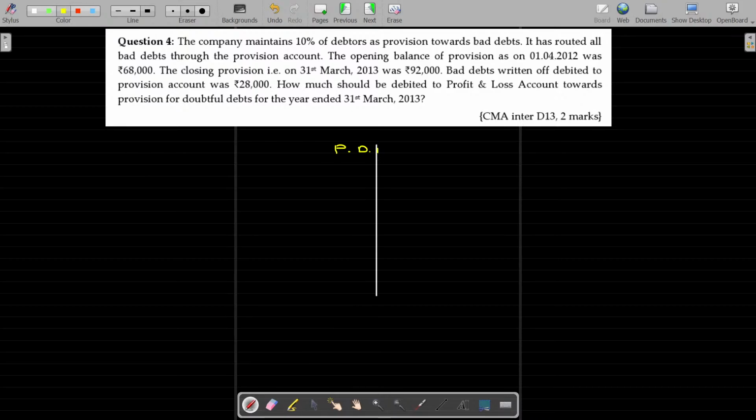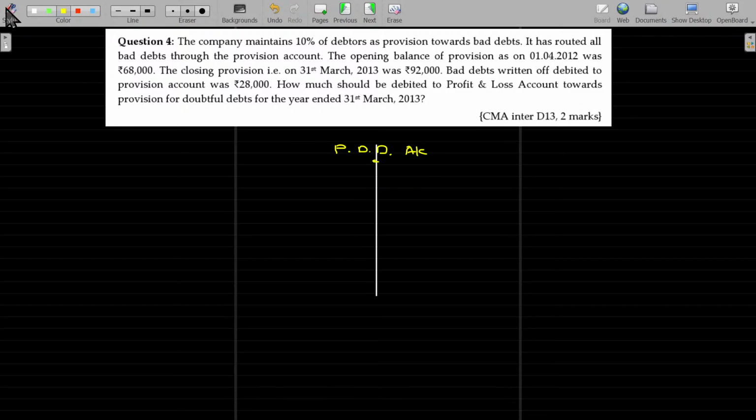Provision for doubtful debts account. Actually, provision for doubtful debt is a credit balance, right? Whenever it is a credit balance, the opening balance should be on the credit side, by opening balance. And the closing balance should be on the debit side. If the provision increases, it should be credited. If the provision decreases, it should be debited.